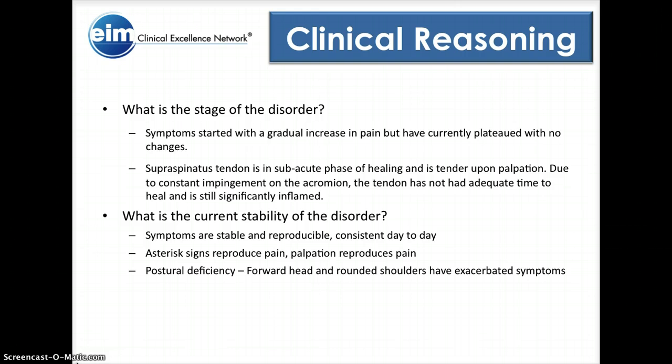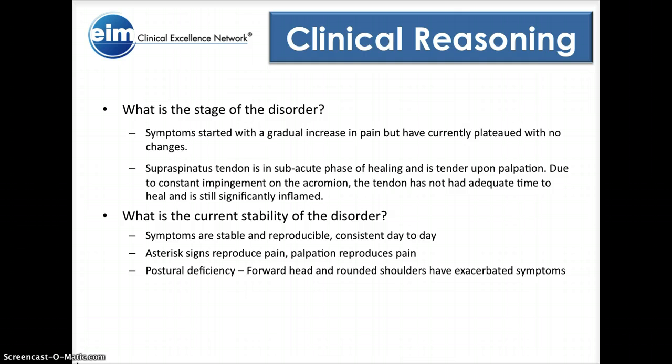The stage of the disorder: symptoms started with a gradual increase in pain but have currently plateaued with no changes. The soft tissue of the shoulder seems to be in a subacute phase of healing. It's still inflamed, possibly because of that impingement on the acromion. The symptoms are stable and reproducible. They're constant day to day.